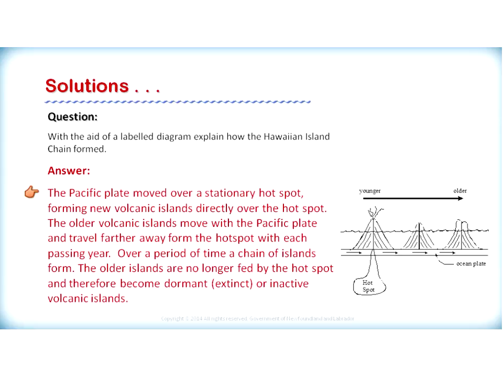The older islands are no longer fed by the hotspot and therefore become dormant, extinct, or inactive volcanic islands, whereas the islands that are close to the hotspot and directly over the hotspot would still be looked at as active volcanic islands.